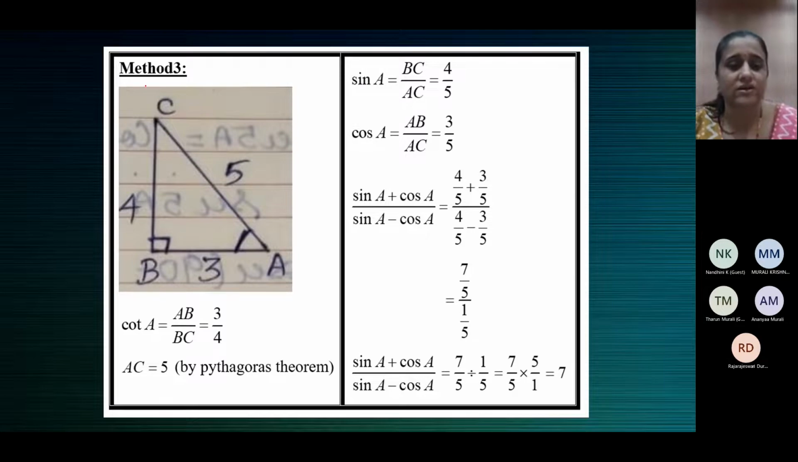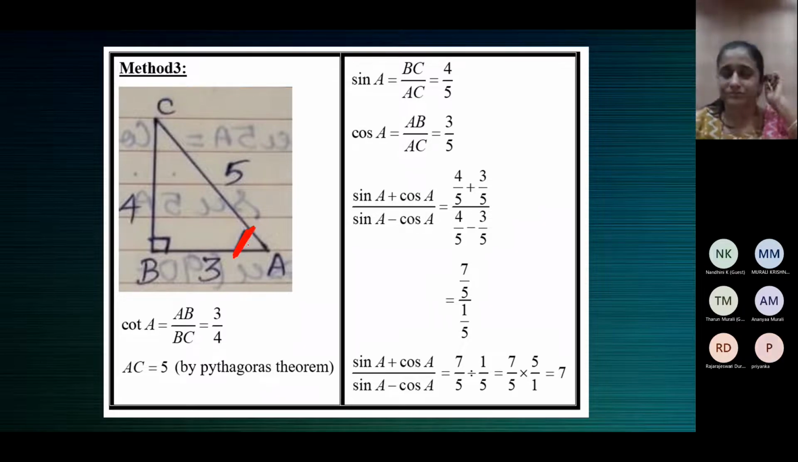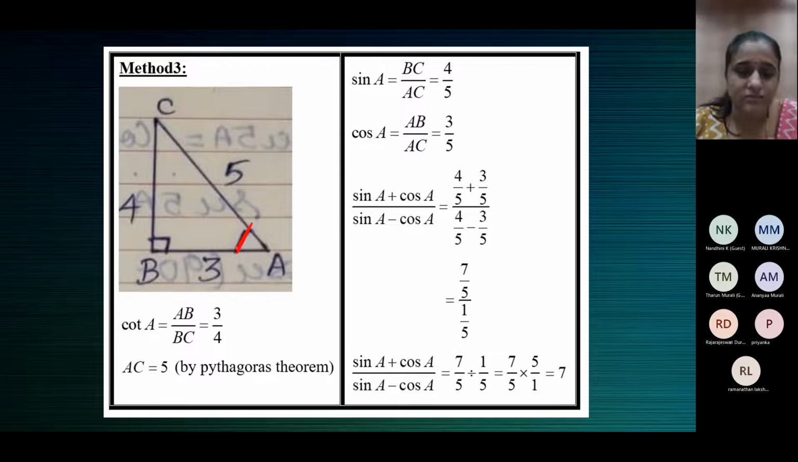So in this right triangle, I've marked this one as A. Cot A, so A should be an acute angle. This is A. And cot A, what does cot A connect? The adjacent by opposite. Adjacent is AB, opposite is BC. It connects AB and BC. You can mark A here also, any one of the two acute angles.